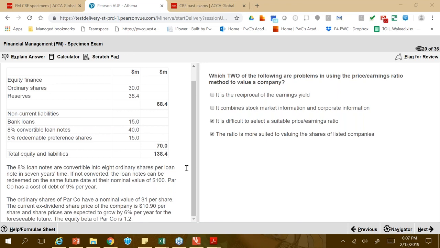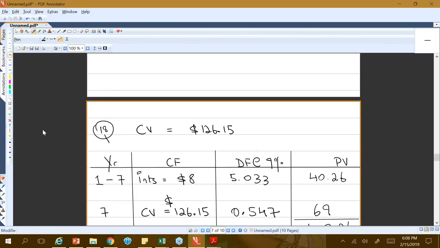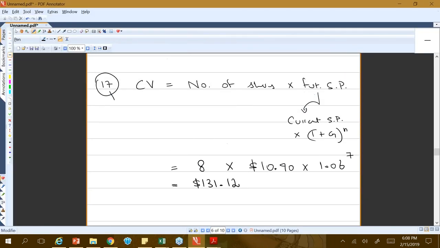Sir, the CV calculated is just for one loan note. Yes, it is for one loan note. Convertible value calculation once again. Well, here is the convertible value calculation, or the conversion value: number of shares into the future share price.